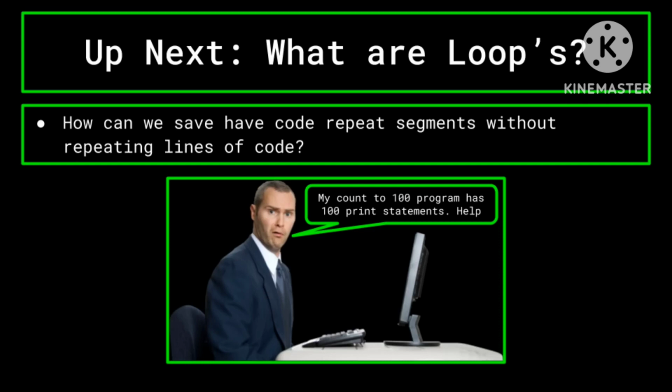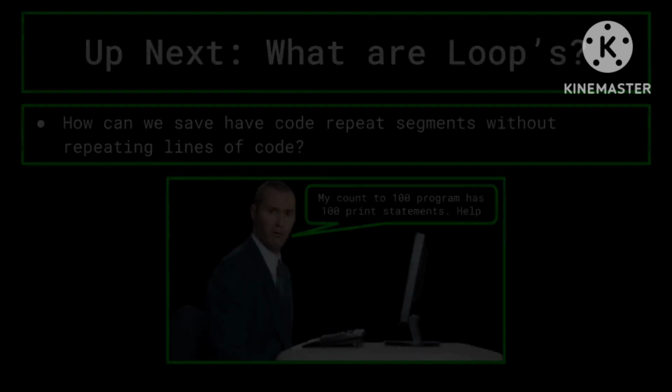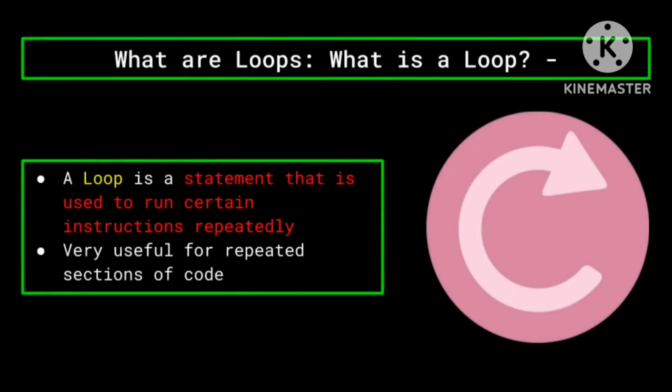So what exactly are loops? Well, as you could probably tell by that statement right there, a programming loop is a statement that is used to run certain instructions repeatedly, just like how the opening statement of this topic was repeated 5 times.